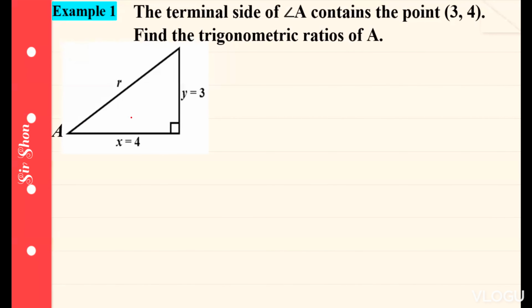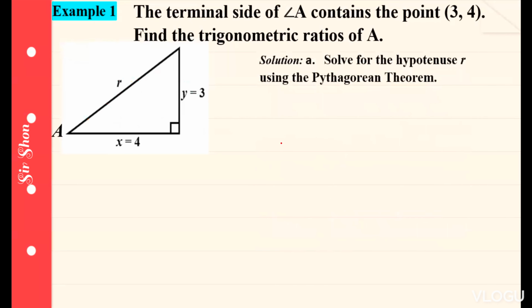Again, to find the missing length of a right triangle, we have to recall the Pythagorean theorem. Our R here is the hypotenuse, so we have to apply the Pythagorean theorem to find the length of the hypotenuse before we solve for the six trigonometric ratios. All right, so what is the formula of the Pythagorean theorem? To solve for the hypotenuse, or R, the formula is R squared equals x squared plus y squared.